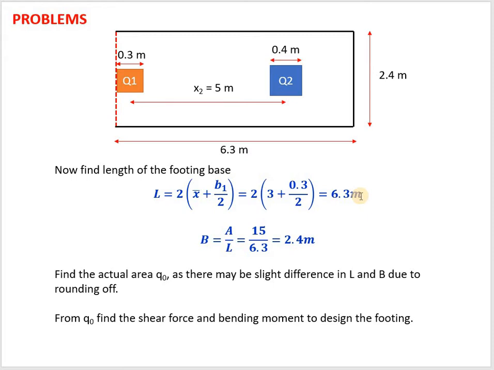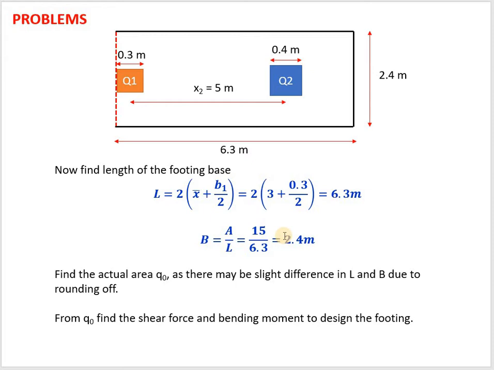Now you have the area as 15 meters square, already we have found that. So you need to find the breadth as area by length, which is 2.4 meter. Now there may be slight differences in the length and the breadth as we are rounding off these figures, that length and width.